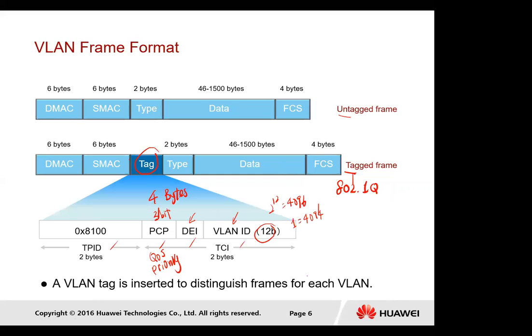All right. So a VLAN tag is inserted to distinguish the frames of each VLAN. It means that let me take this example here. I'm going to have 2 switches.